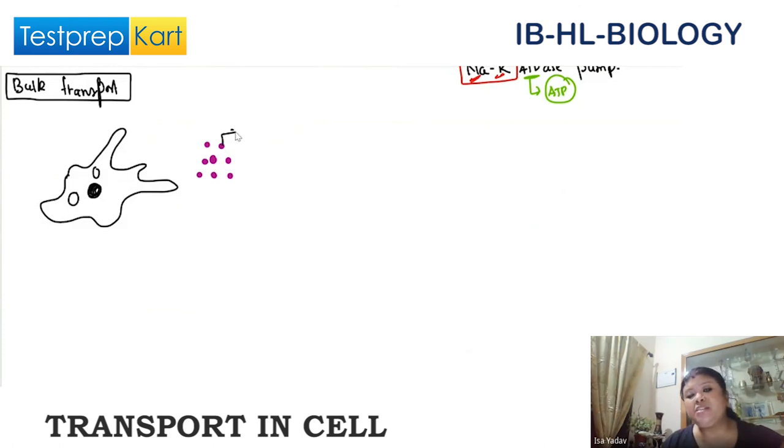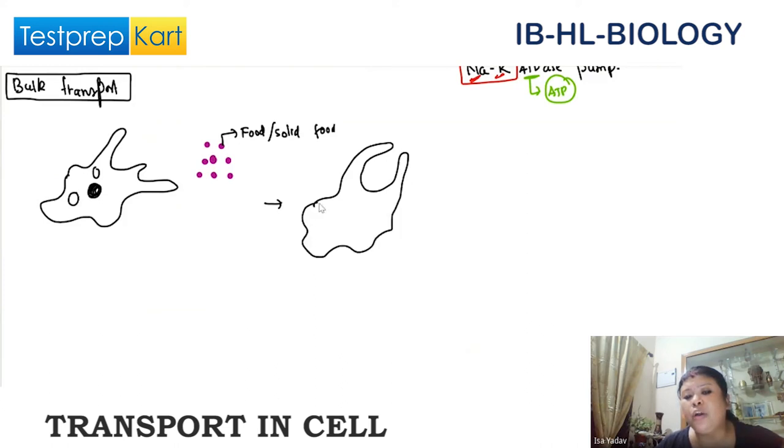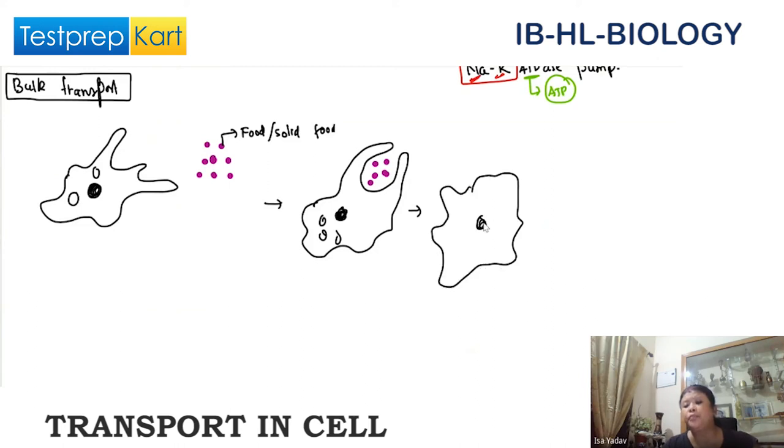So the amoeba sees this is the food, solid food. In the next step, what happens? Amoeba forms long extended pseudopodia like this, and it engulfs the entire solid food. After it engulfs the entire solid food, the amoeba withdraws its pseudopodia. Now it has a vesicle and this vesicle contains the solid food. So this vesicle will be digested. Once it is digested, the waste component will be fused and it will finally be eliminated out.